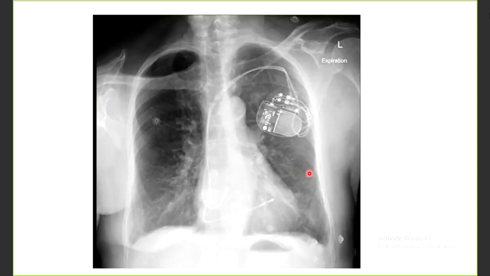This is yet another patient. We know that this is not an ICD because this patient has one lead here, and this is a patient who has had a dual chamber pacemaker.